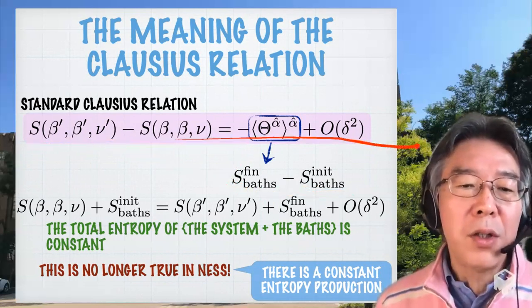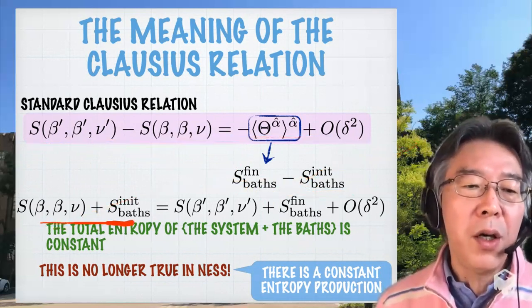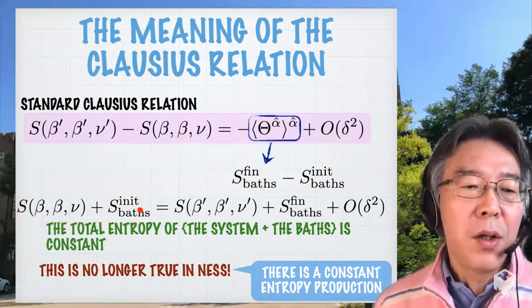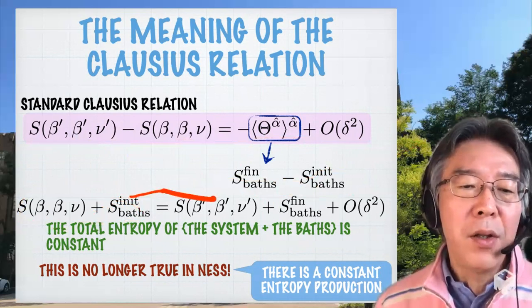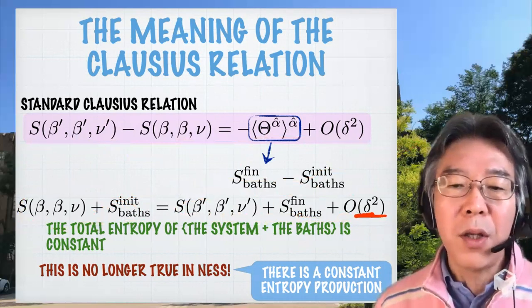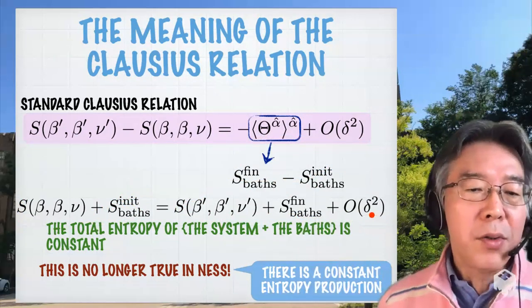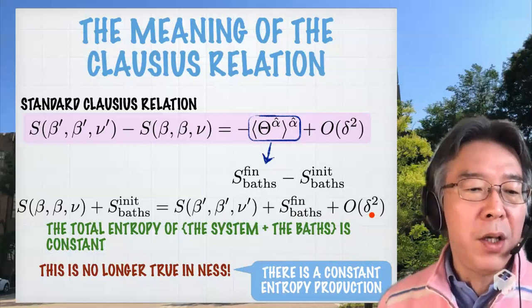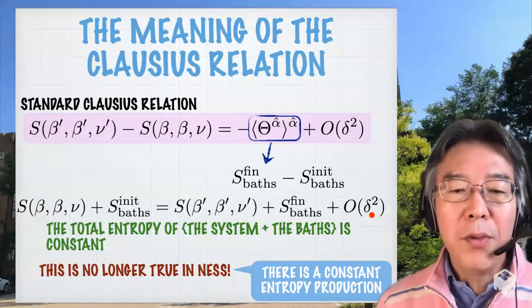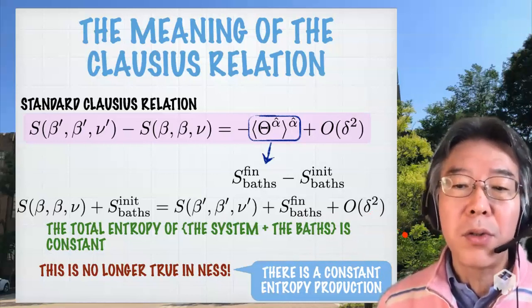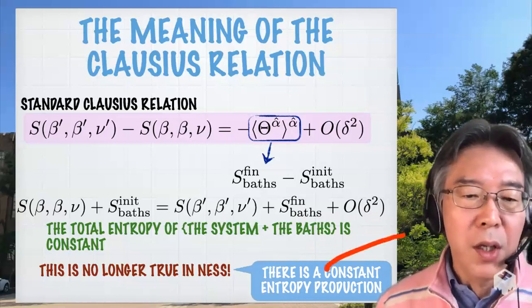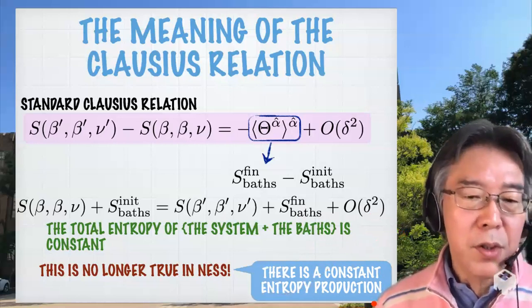So this equality can be rewritten in this way. So this simply tells you that this is the initial entropy of the system plus bath, and this is the final entropy of the system plus bath. Okay, with some minor error coming from this step protocol. So this simply says that the total entropy is constant. But I will say that this is no longer true in NESS because we have a constant entropy production.